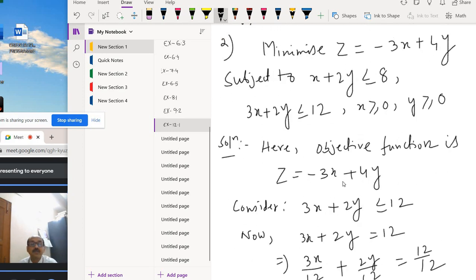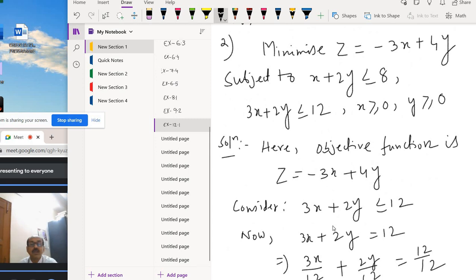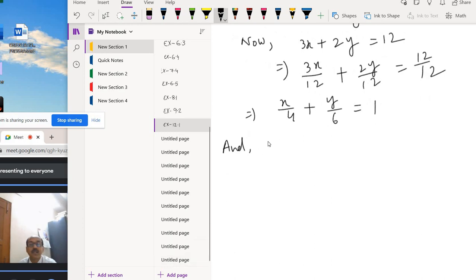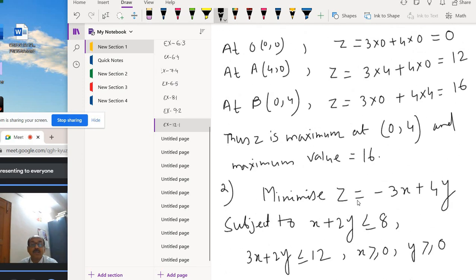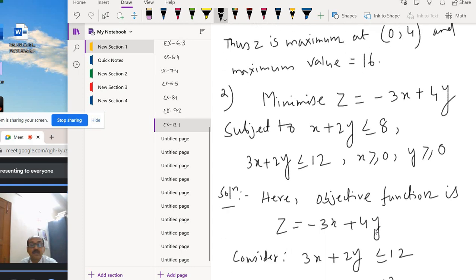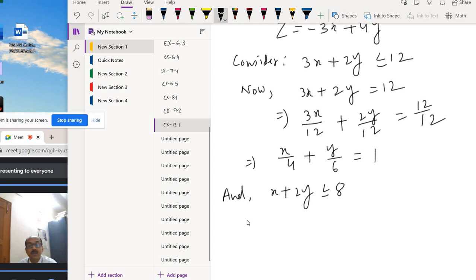And another one, 3x plus 2y less than or equal to 12. This one is done. And the first one is x plus 2y less than or equal to 8. Okay, x plus 2y less than or equal to 8, and another one, 3x plus 2y less than or equal to 12.